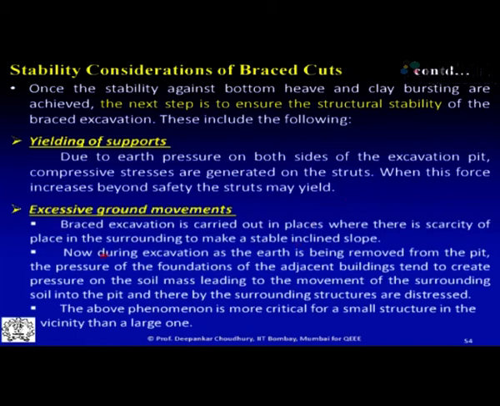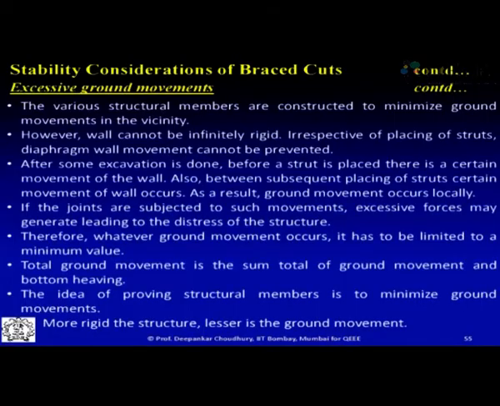Another criterion of failure that needs to be checked is excessive ground movement. Why will this excessive ground movement occur? Because you have taken out the soil from this braced excavation portion, and because of that balance of the pressure, the surrounding soil also will try to deflect.